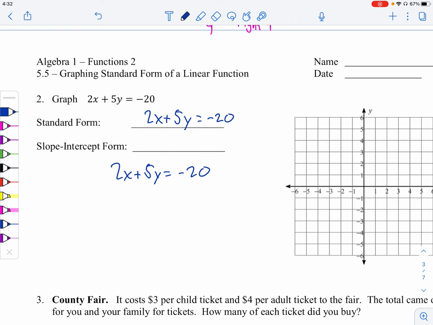We're going to solve it and put it into slope-intercept form. So equal sign, put a line. Always subtract this x number, right? So -2x, subtract it from both sides. 5y just comes down, and we have -2x and -20.